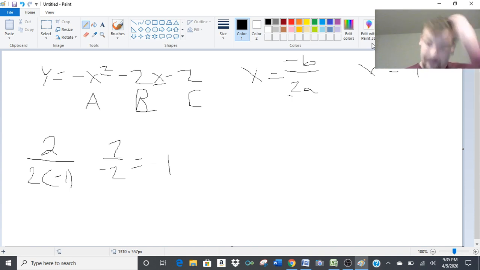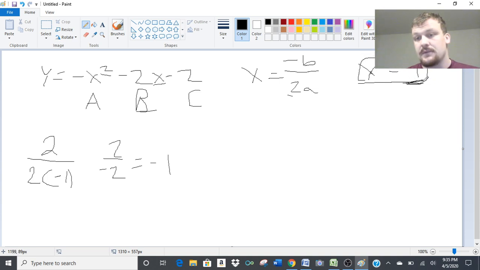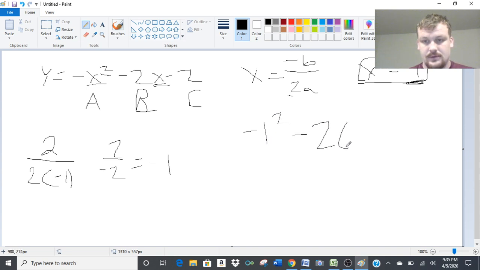So now we're looking for the y. Since x equals -1, we have to plug this number, -1, into this x and this x. So let's do it. We have -1 squared minus 2 times -1 minus 2.